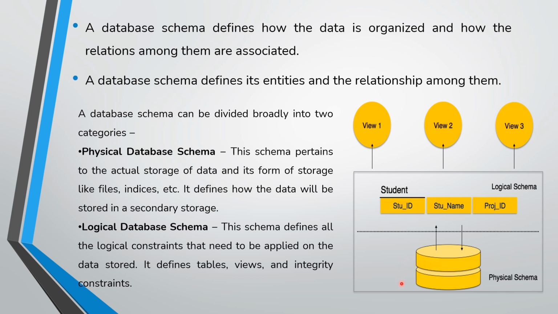The below layer is called the physical schema. The physical schema only defines the actual storage of data and its form of storage, like files or indexes, etc. It defines how the data will be stored in the secondary storage devices.